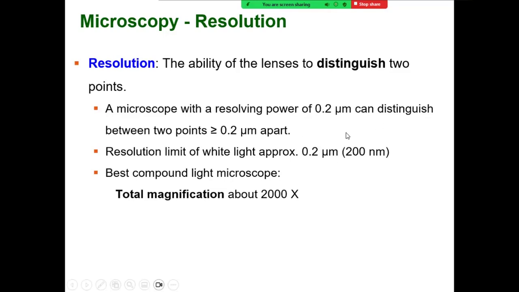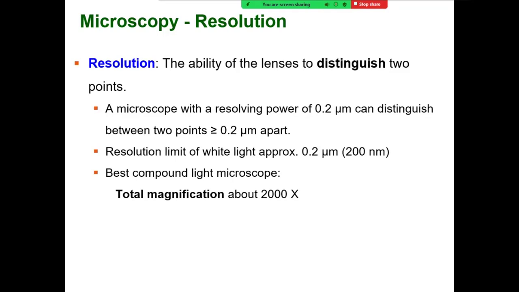So the resolution of white light is 0.2 micrometers, which is a total magnification of about 2,000 times. Anything greater than that will be empty magnification, so it doesn't really help you improve the resolution, doesn't help you see the object any clearer. Any questions about any of that?